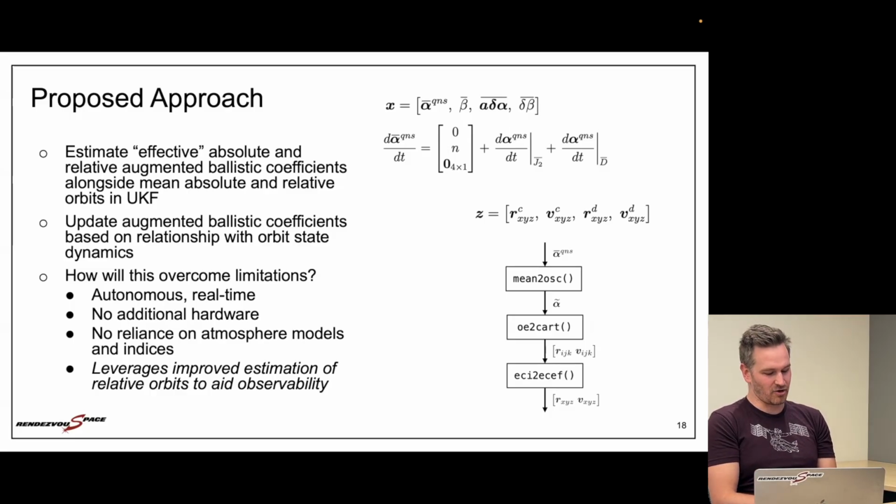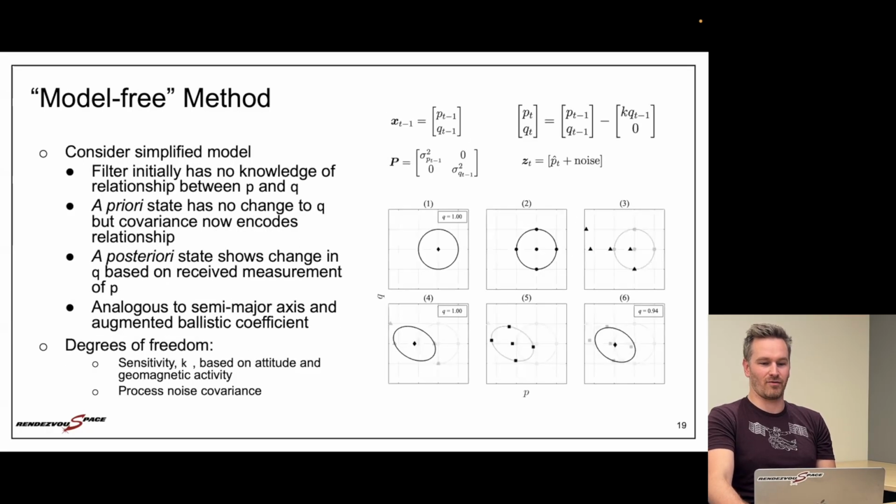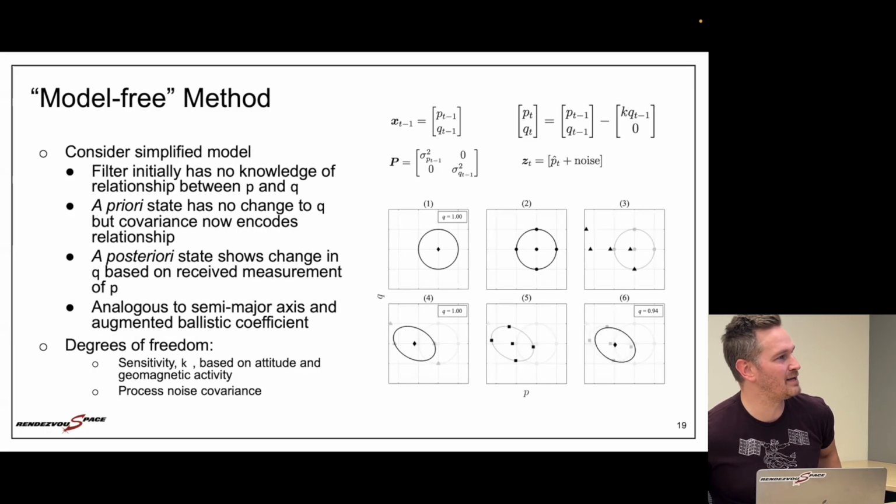And to estimate the ballistic coefficient, we're going to do this in a model-free way. So we're not using any model. Instead, what we're essentially saying is that the dynamics of those ballistic coefficient terms are constant in time, and we allow them to be updated through successive observations of the orbit, which I'm going to clarify right now because this is kind of a key portion of the method.